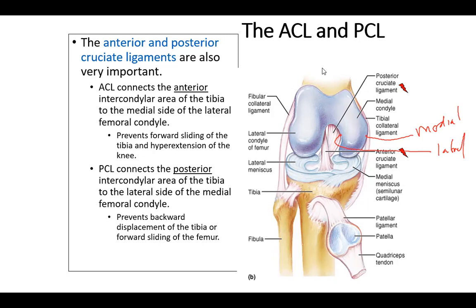So the ACL will attach on the lateral condyle. The lateral condyle is over here, the lateral condyle of the femur, but here is the medial side of the lateral condyle. And this is the lateral side of the lateral condyle. Isn't that confusing?